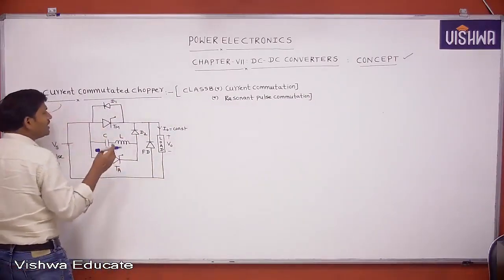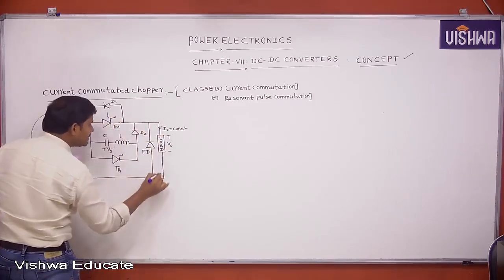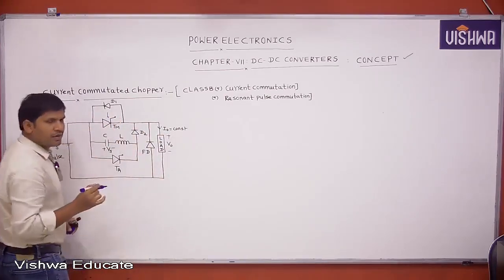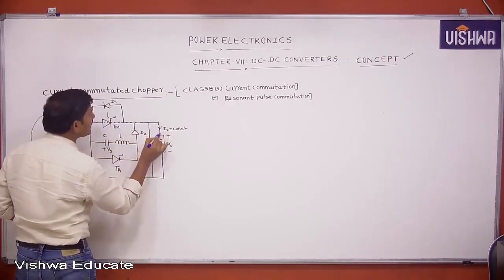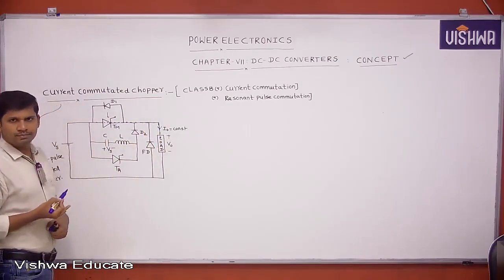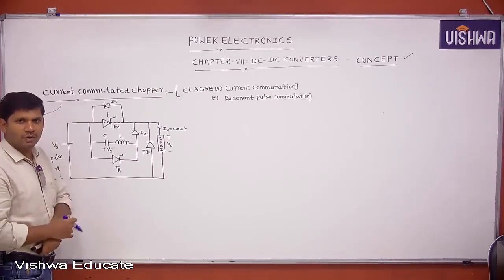Whenever a triggering pulse is applied to the main thyristor, it starts the conduction. The main thyristor is supplying the current to the load. This is the direction of current supplied by the main thyristor. This operation is under the assumption that we are supplying a constant current to the load.